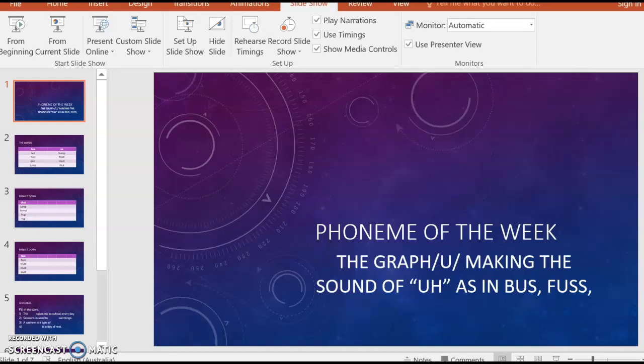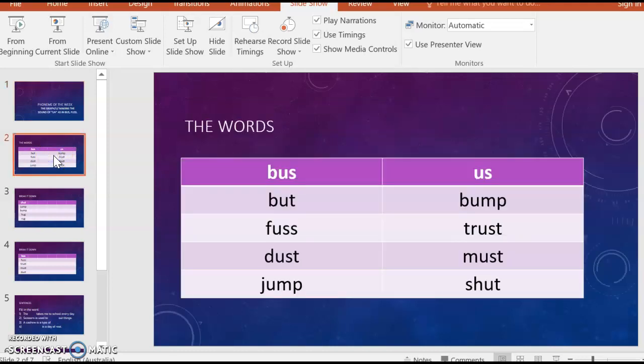We're going to start off with the phoneme of the week, the graph U, making the sound of "u" as in bus and fuss. So U as in umbrella, making the sound of "u" as in bus and fuss. So here are the words. I'm just going to read them out to start with.